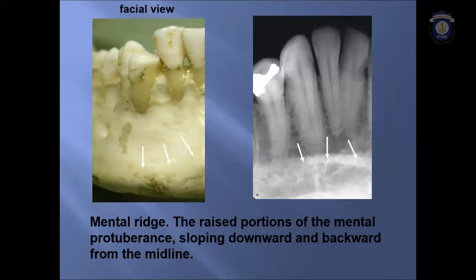So the mental ridge is the raised portion of the mental protuberance, which slopes downwards and backwards from the midline. A portion of the mental ridge can be seen extending from the anterior region almost till the mandibular premolar region.